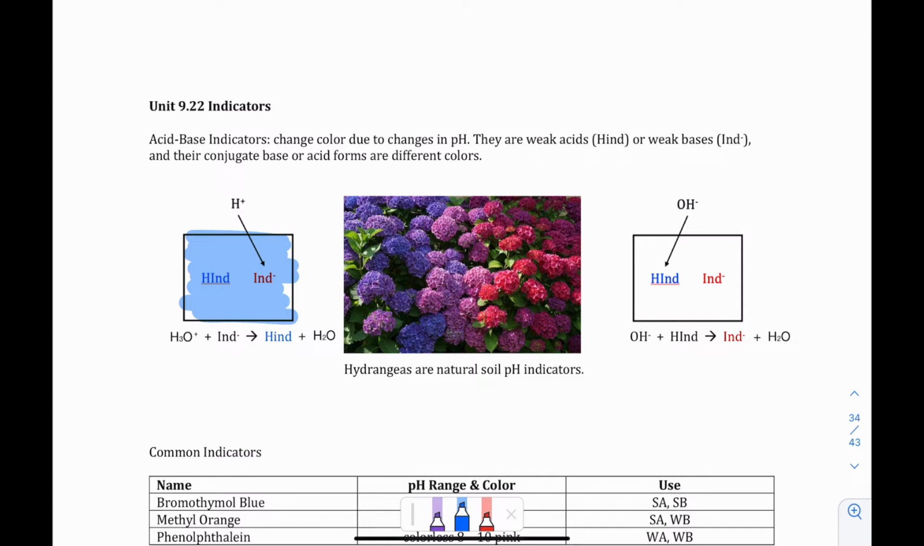If we add a base to the solution, we're essentially adding OH-, and the OH- uses up the blue acid form of the indicator and turns it into the red base form of the indicator, so the solution will turn red.